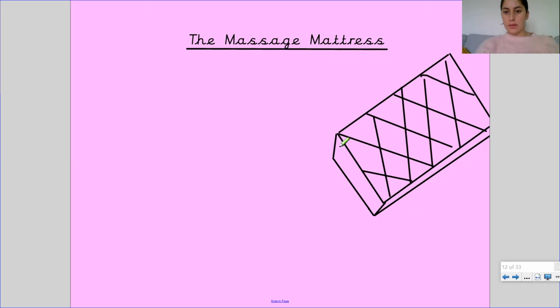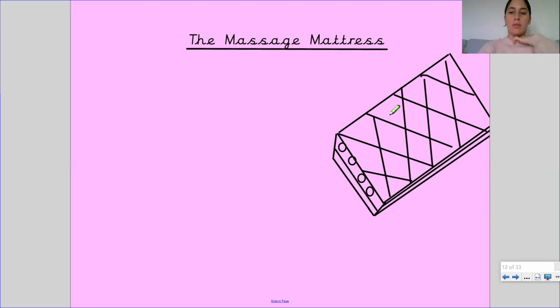And here I'm going to show that my mattress has 2 layers. Here I'm going to quickly draw my vibrating cushions. Okay, so this is a rough sketch of what my mattress is going to look like.